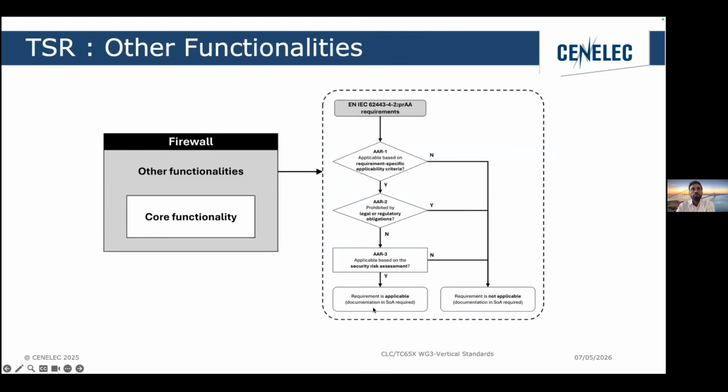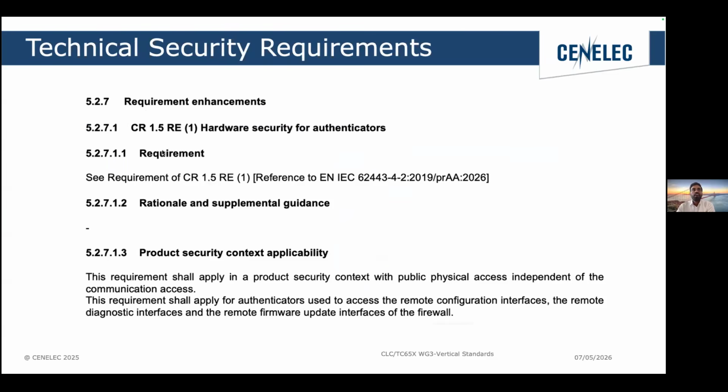Like this. So you can do all the other functionalities: take the applicability process, do AR1, AR2, AR3, and then you come up with a list of applicable requirements. So you have all the freedoms. The same process we did for core functionality, the manufacturer will do the same process for the other functionalities.